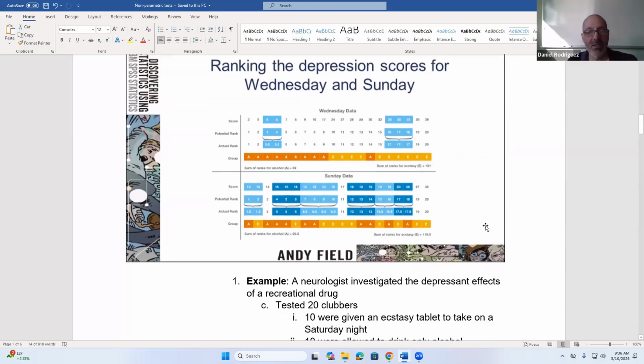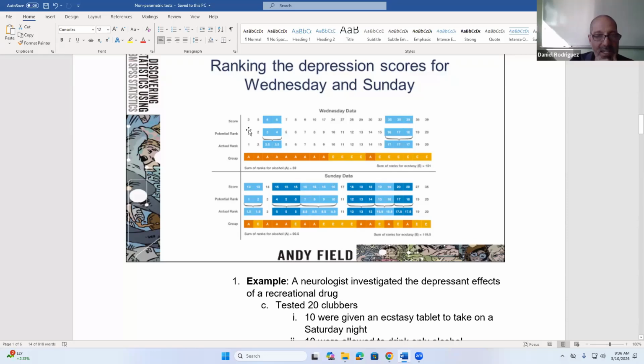So what we do here is we start by putting all the data together, right? These are the scores from lowest to highest. Then we assign them ranks. Notice this is potential ranks and actual ranks. So for instance, you have 3, 5, 6, 6, 7, 8, 9, 10, right?